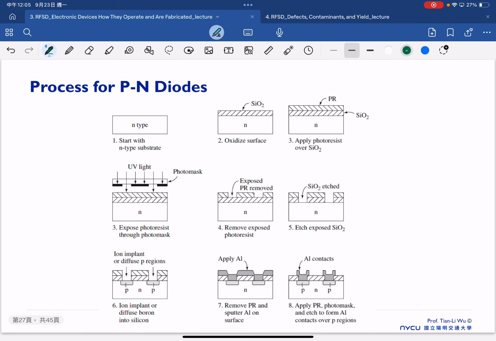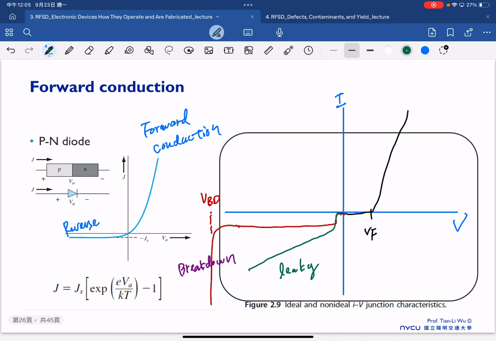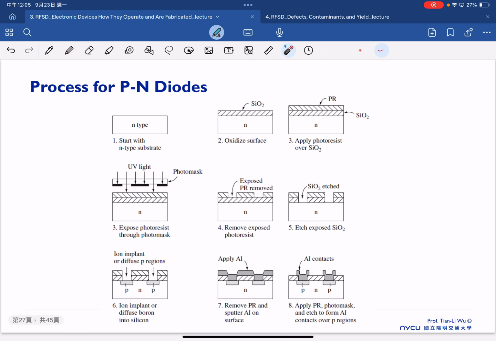And related to the process, although we simplify when we talk about device physics and only draw the p-n diode in this way, in reality it's not possible to make the diode like this. So usually, this is what our real p-n diode looks like. The substrate is n, so we have a p-n junction here, and a p-n junction here. That's what the real p-n diode looks like when considering the fabrication steps.